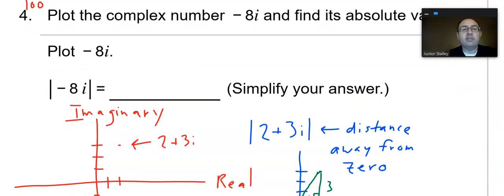Try to hurry up here because this video might actually be plot the complex number. All right, now how do I plot complex numbers?